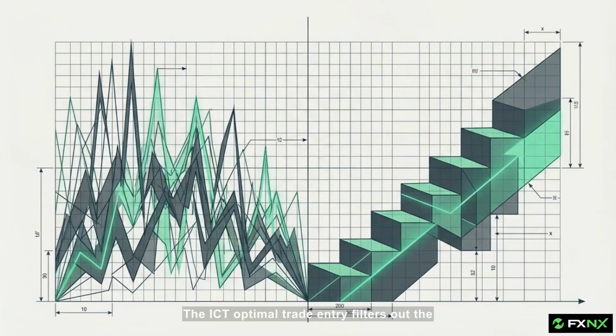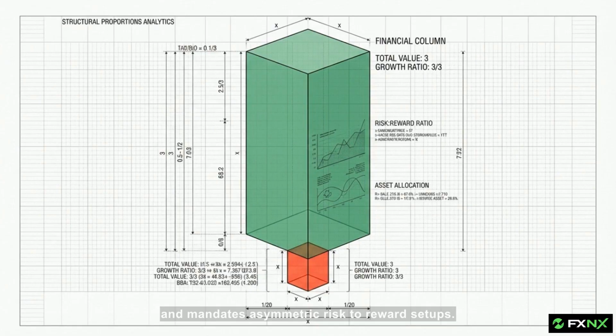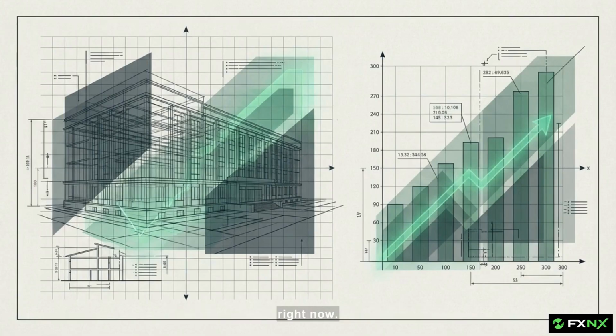The ICT Optimal Trade Entry filters out the noise. It forces extreme patience, keeps you out of premium pricing, and mandates asymmetric risk-to-reward setups. You can practice this step-by-step blueprint right now.